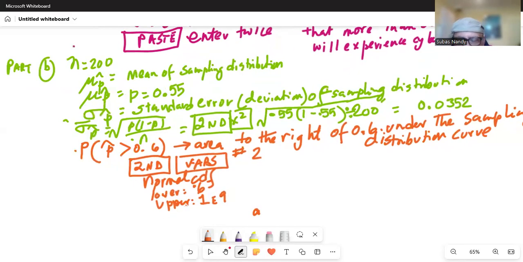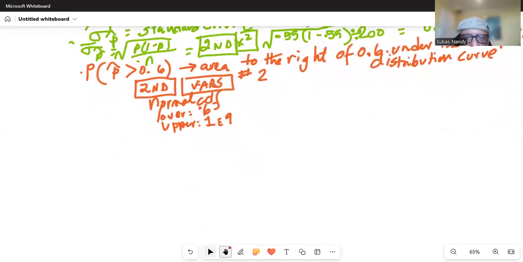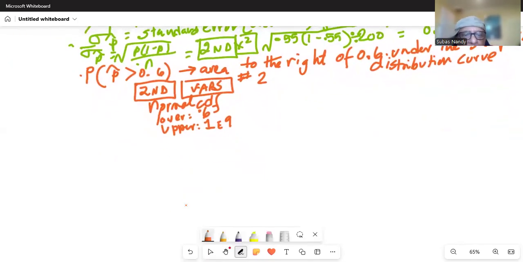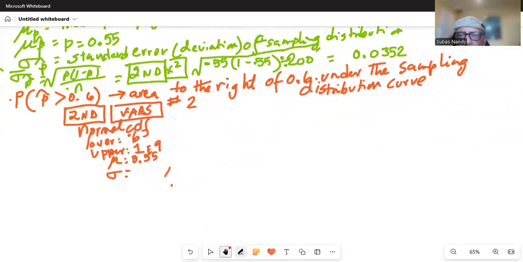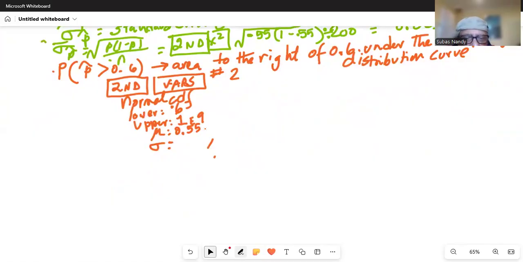And then let me erase this. And maybe I should move this a little bit up. Okay. Upper, and the mean is still the same. After it is the mean. It is still 0.55. The sigma is now going to change. We have to type the correct sigma now, which is, if I move this a little bit down, you will see, 0.035.